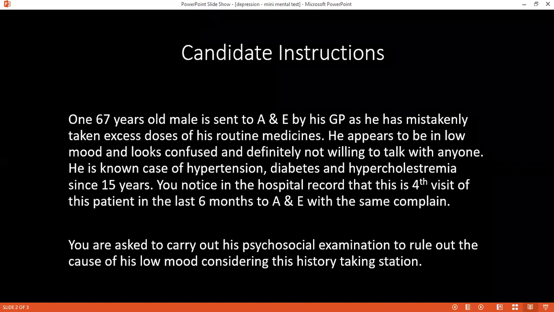So if you have read and understood, considering it a history-taking station, kindly begin. All right, ma'am. Hello, I'm Dr. Aisha, one of the exam candidates today. How have you been feeling recently? Not good, doctor. I've not been feeling good. I'm sorry to hear that. In these past few days, have you been feeling a bit hopeless or down?